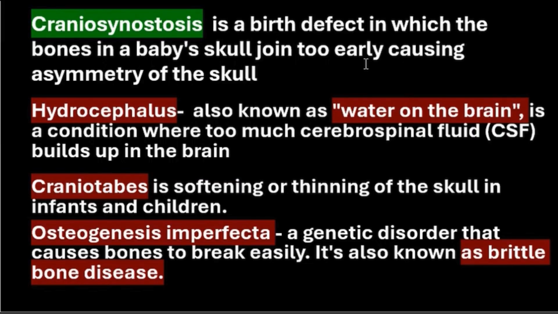Craniosynostosis is a birth defect in which the bones in a baby's skull join too early, causing asymmetry of the skull. So bones are joining at an early stage, so asymmetry of the skull is happening. That is craniosynostosis. Hydrocephalus, this is the term itself, water on the brain, a condition where too much CSF builds up in the brain. Craniotabes is a softening or thinning of the skull in infants and children. Osteogenesis imperfecta is a genetic disorder that causes bones to break easily. It's also known as brittle bone disease.